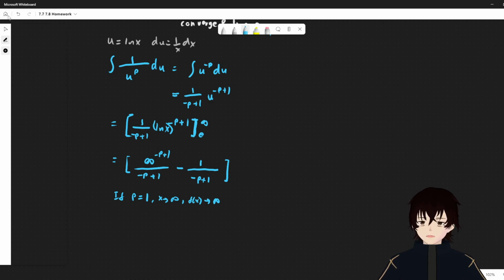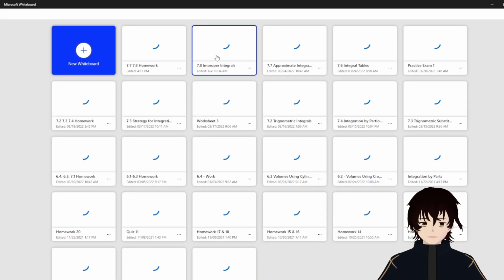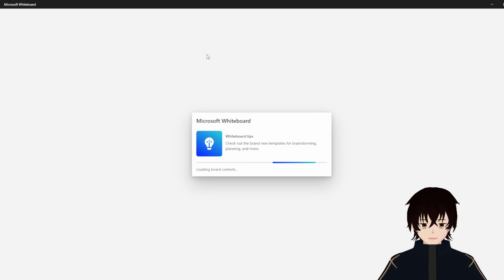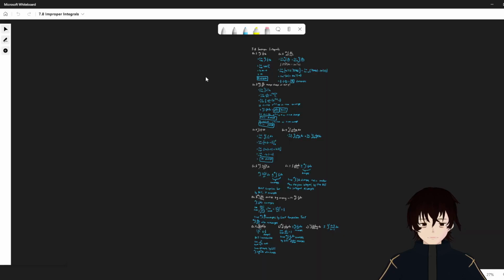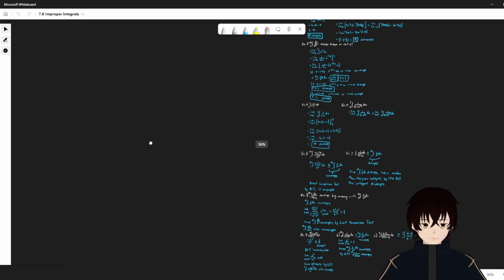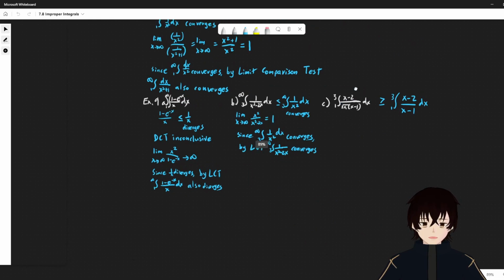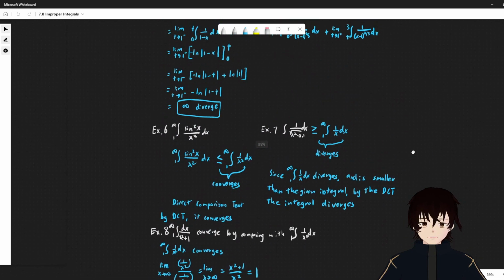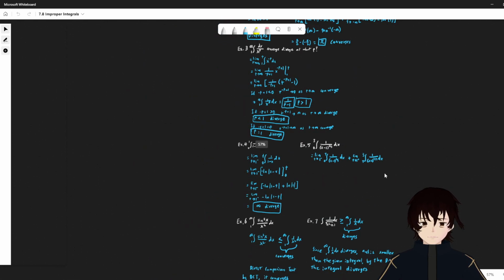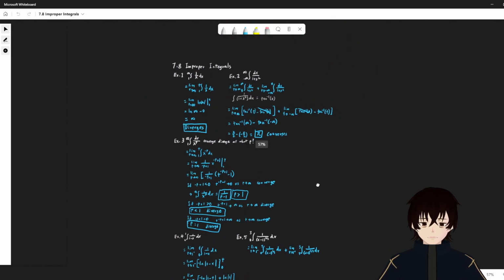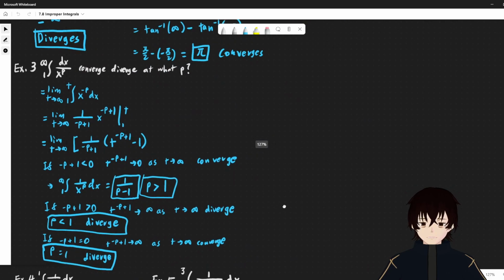I have done a similar problem to this, so where is that? Improper integral. We've done one problem like it, but my god, was it a lot easier than this? Or was it? Well, there it is.